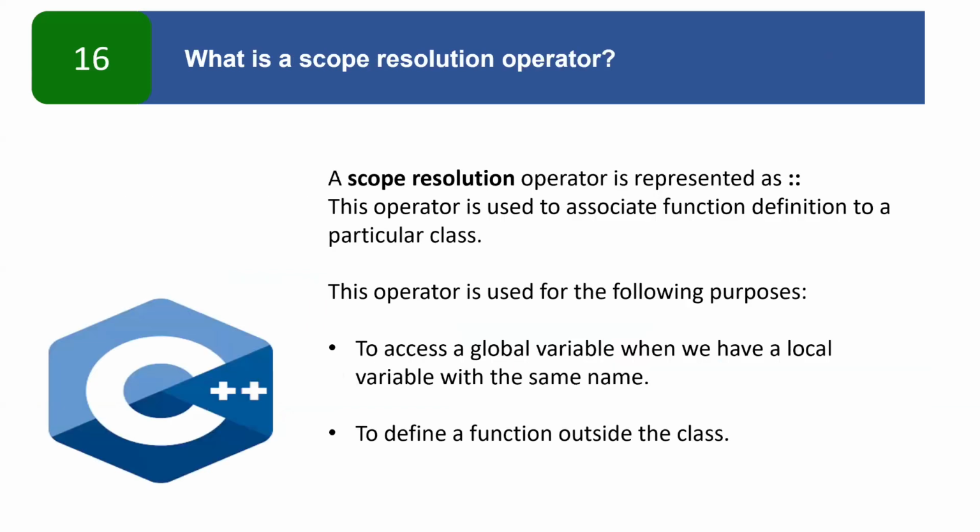What is the scope resolution operator? The scope resolution operator is represented as ::. The operator is used to associate a function definition to a particular class. The operator is used for the following purposes: to access a global variable when we use a local variable with the same name, and to define a function outside the class.